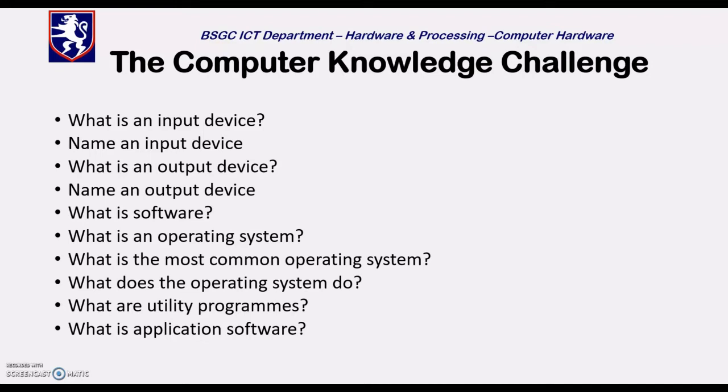And what are utility programs? These are programs that have one simple job, such as antivirus software. Application software is software that has a specific function. For example, you can make presentations on PowerPoint.